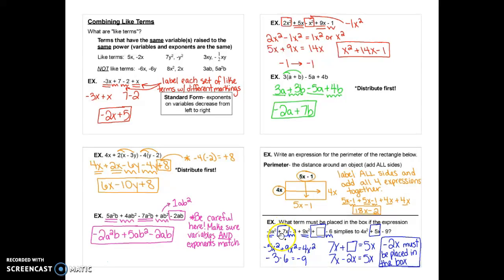I have a positive 7x right here. I have no other like terms in my original problem to combine with that. But in my answer, I needed a positive 5x. So somehow I went from 7x to a 5x, which means I had to have subtracted a 2x in there. So a negative 2x is what was missing in my box. Again, this is combining like terms. This is your concept number 4.